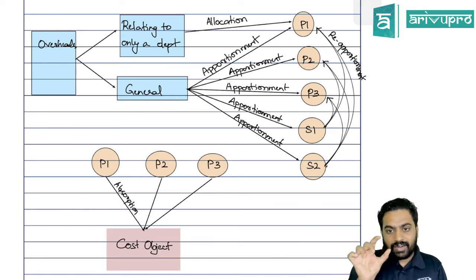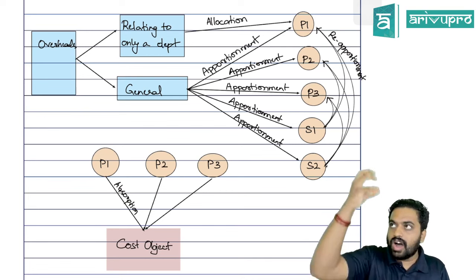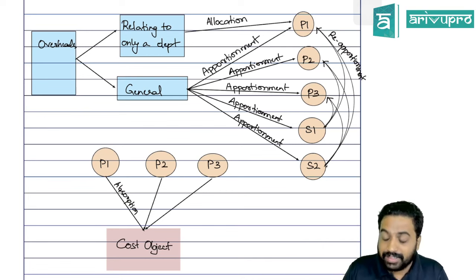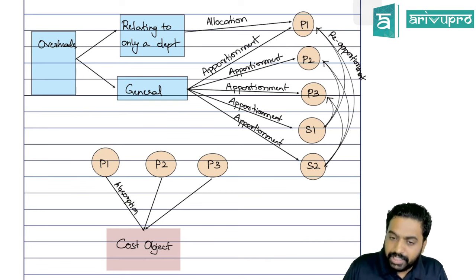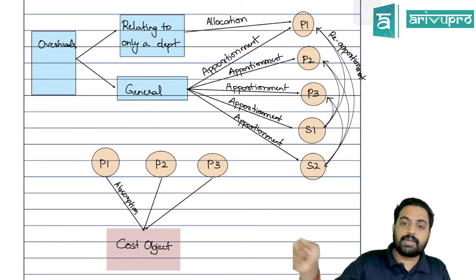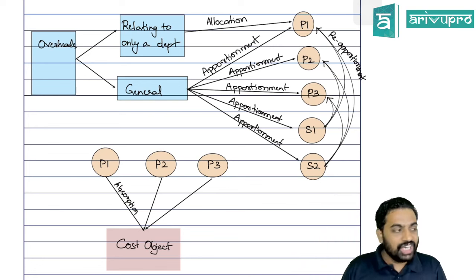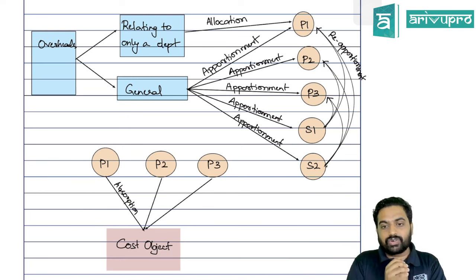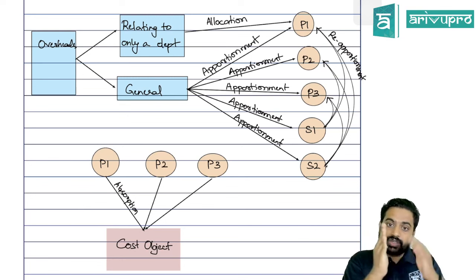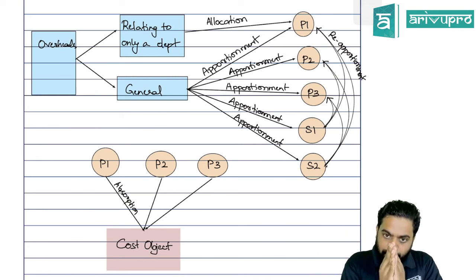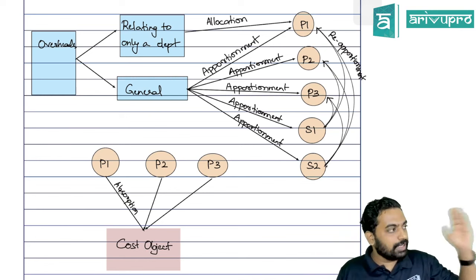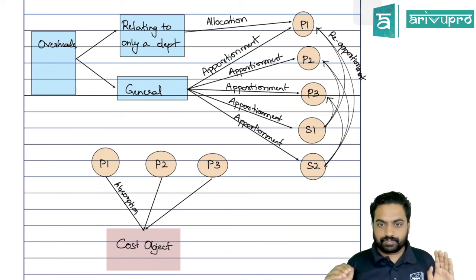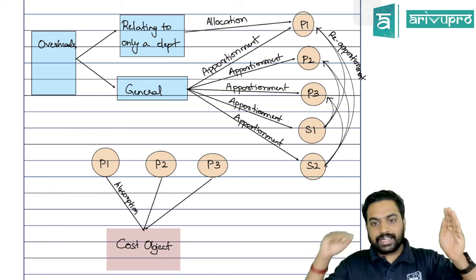I repeat, where one service department is providing service to all the departments, including a service department, and the other service department is not providing service to the service department, but only to the production departments. In this, what should we do, sir? First we should take S1, and we are going to allocate or apportion it to the different departments: P1, P2, P3 and S2.